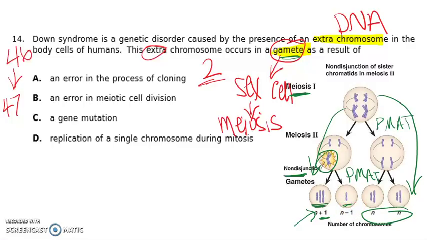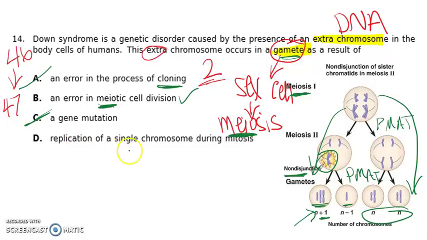The chromosomes do not separate correctly in meiosis, and we end up with a cell with extra or missing chromosomes. So looking at our answer choices, A, an error in the process of cloning. Cloning is making copies. That's not what happens in meiosis. B, an error in meiotic cell division. Meiotic means meiosis, so an error, that's possible. C, a gene mutation, that is not what we saw in this image.